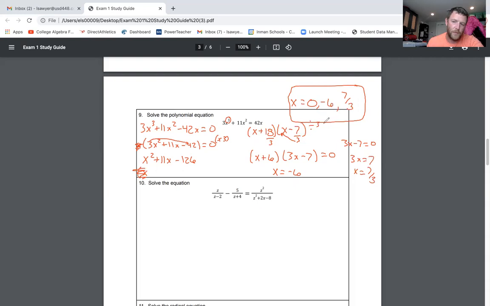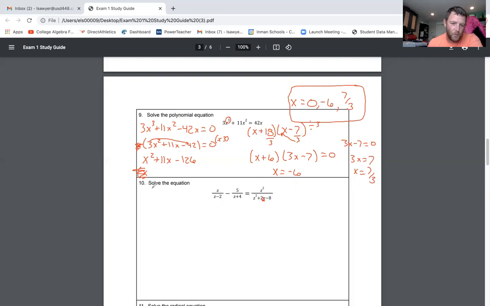The next one, solve the equation. So this one I changed as well. I went with z over z minus 2, minus 5 over z plus 4, is equal to z squared over z squared plus 2z minus 8. The one that I originally had on here didn't work out the best.